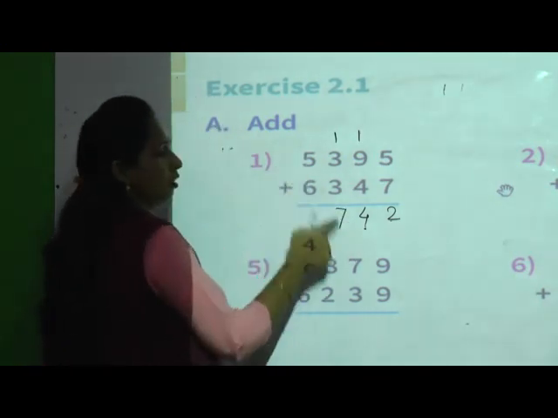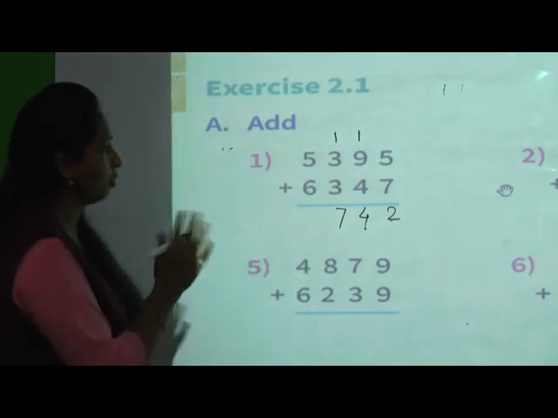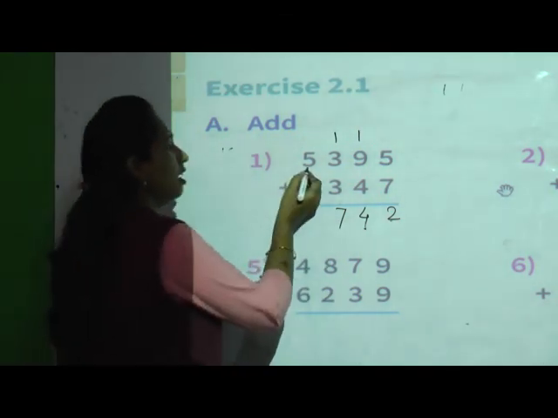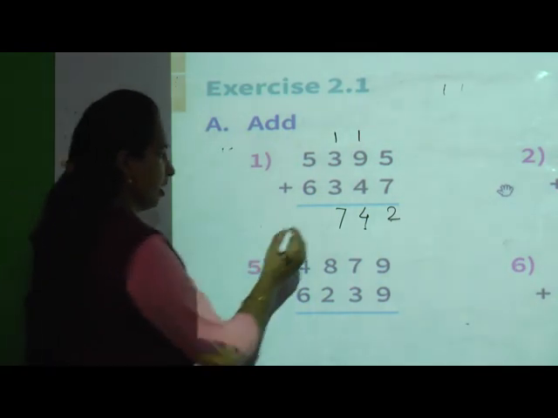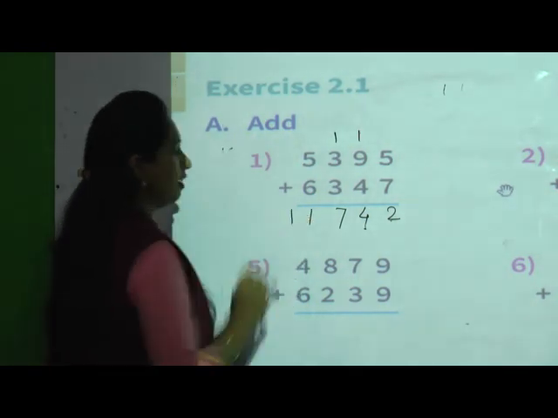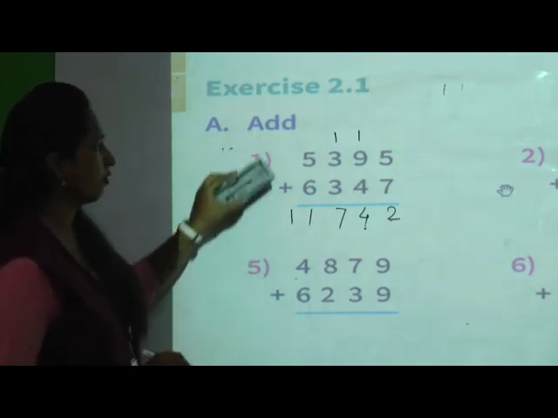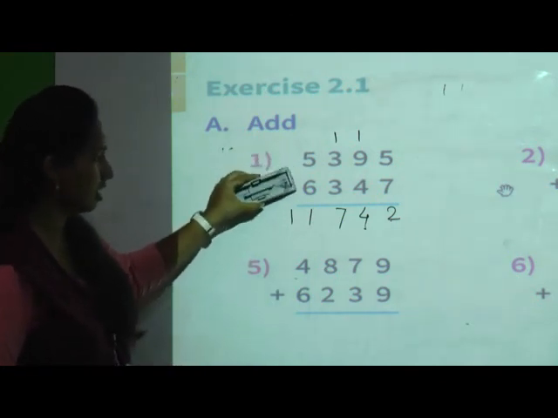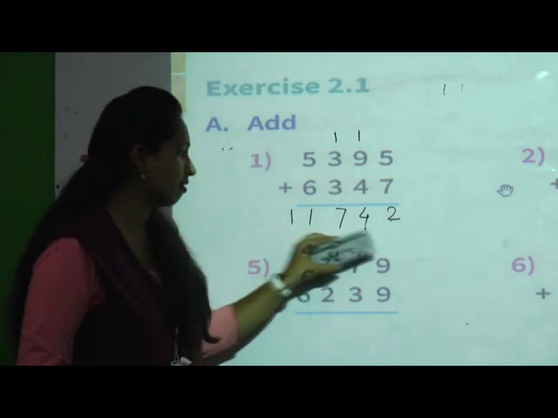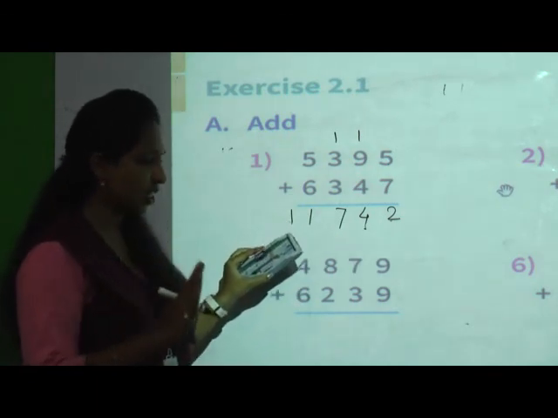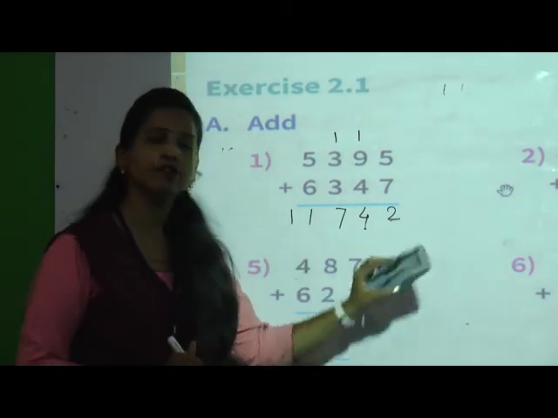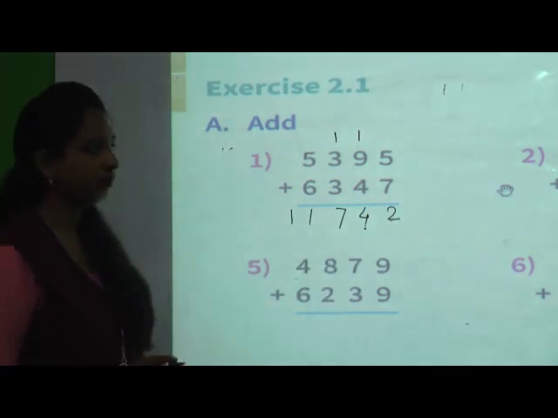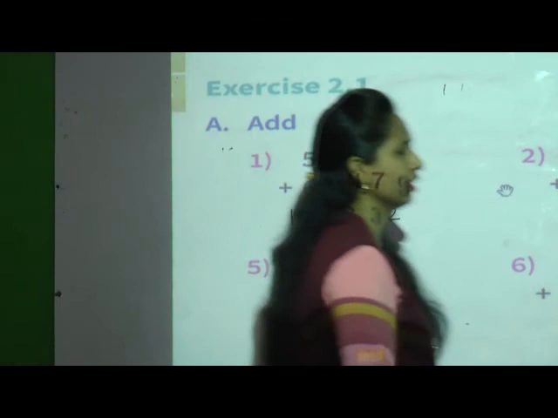Okay. Now only 7 came, so no need to carry anything. Nothing is there. Now 5 plus 6. 5 plus 6, 11. So 11 we will write here only. So when we add two 4-digit numbers, we got the answer of a 5-digit number. That is 11,742. Okay. I will solve the third one for you.